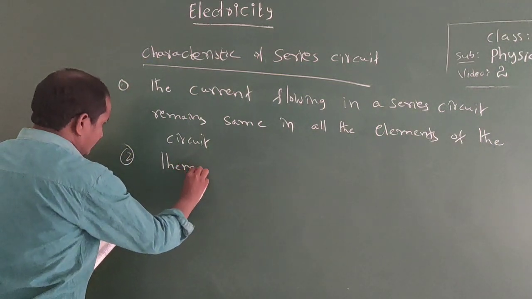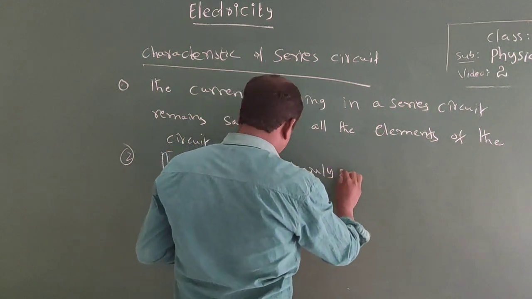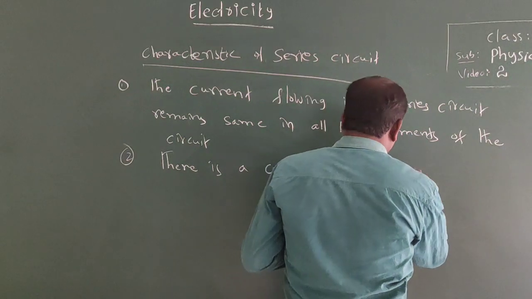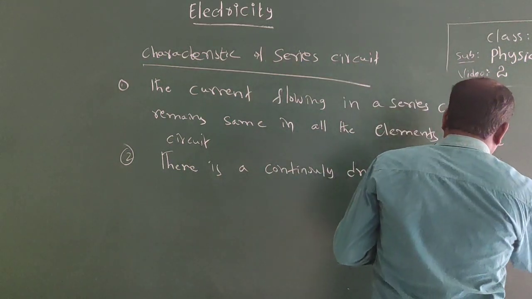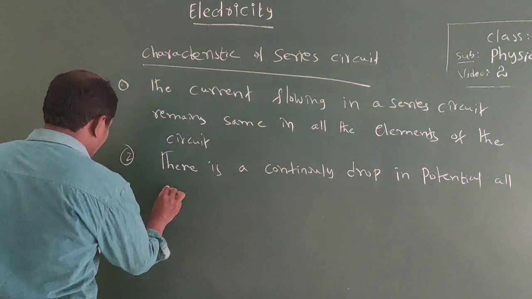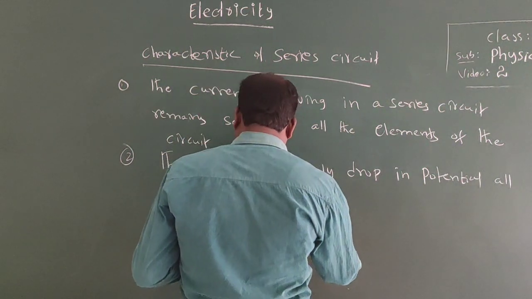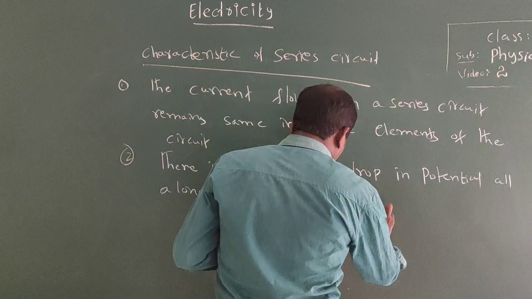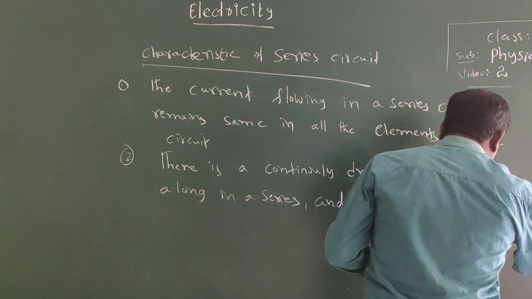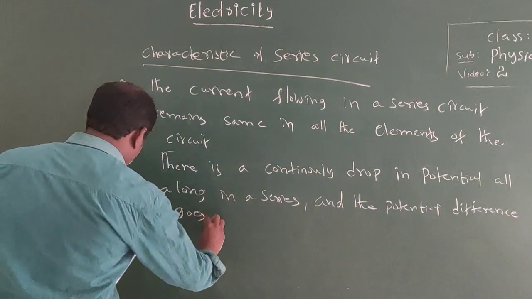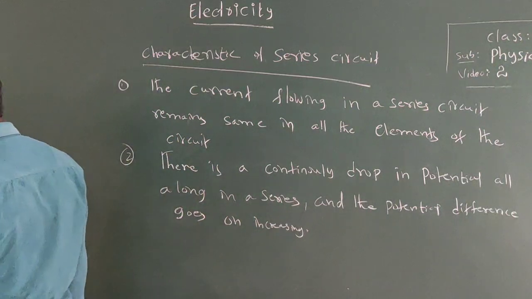There is a continuous drop in potential along a series circuit, and the potential difference goes on increasing.